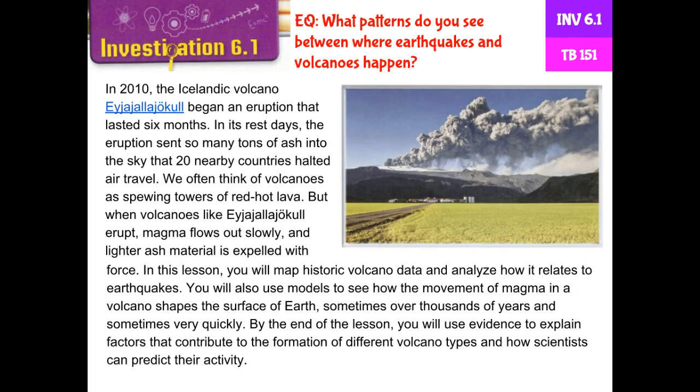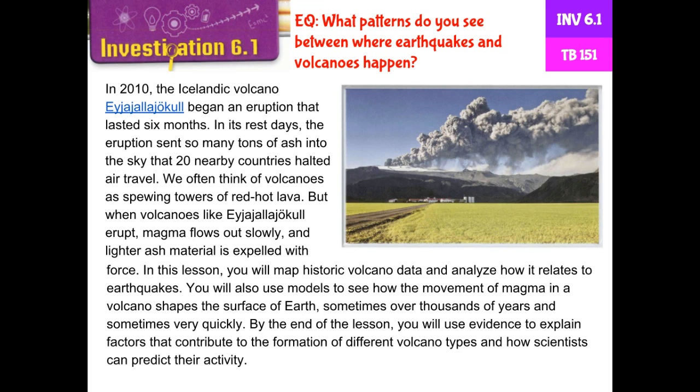Before we start, we want to read about an Icelandic volcano which began to erupt and it lasted 6 months. In its first days, the eruption sent so many tons of ash into the sky that 20 nearby countries halted air travel. We often think of volcanoes as spewing towers of red hot lava, but when volcanoes like Eyjafjallajökull erupt, magma flows out slowly, and lighter ash material is expelled with force.